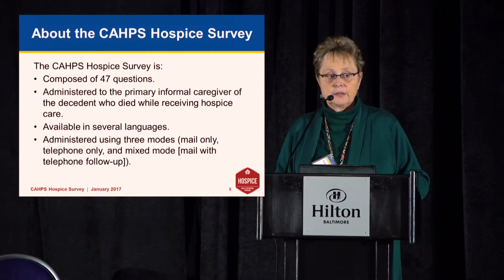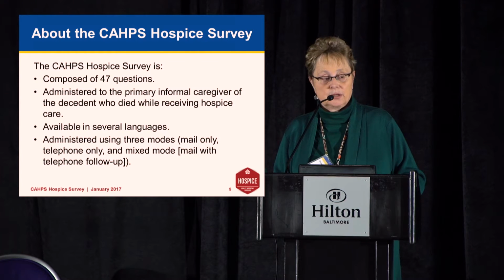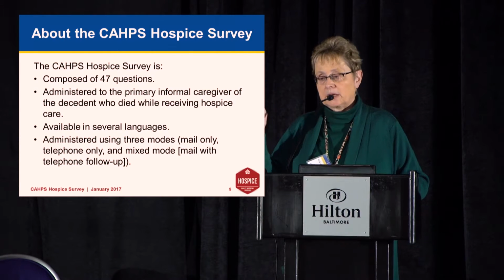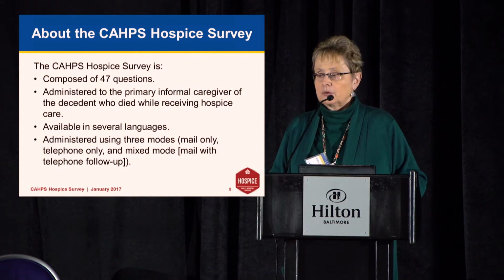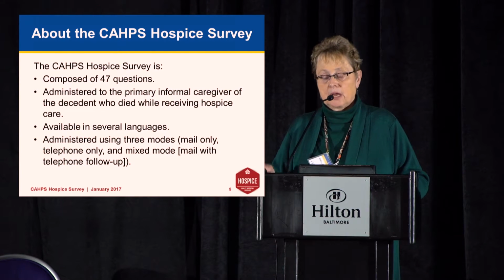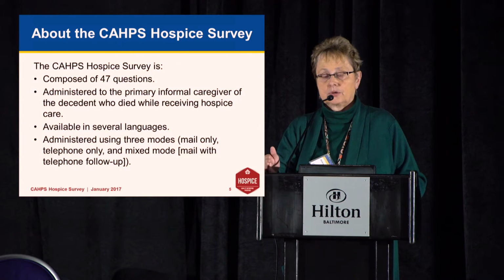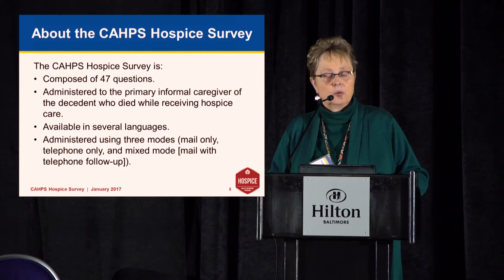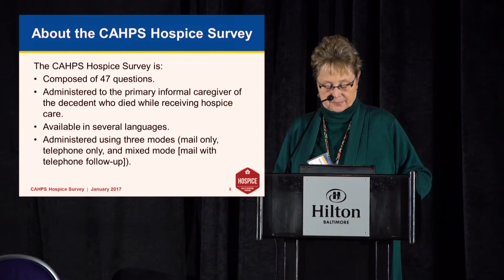Now, how do we find this person? We ask you to tell us who they are. We are asking you for their name, their contact information, and some other administrative data. So you can see that you hospices play a critical role in this survey from the very beginning. We cannot do the survey without a sample. We don't have a sample if we don't have caregiver names and contact information.